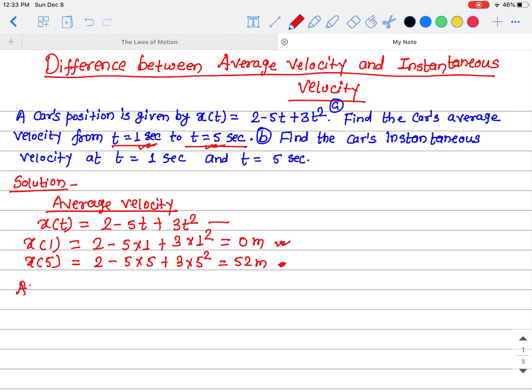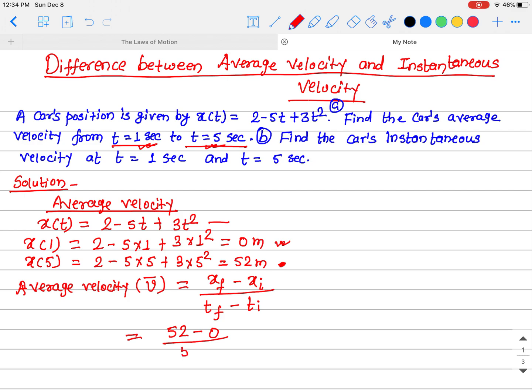So the average velocity is denoted by V bar, and it is defined as the final position minus the initial position divided by the final time minus the initial time. The final position is 52 meters and the initial position is 0 meters. The time difference is 5 minus 1, and if we do the math, you will get 13.5 meters per second. That is the average velocity.